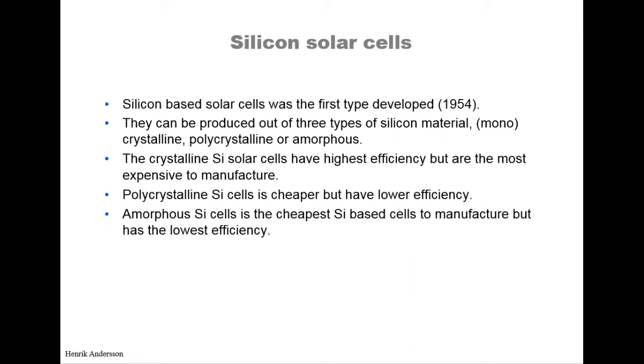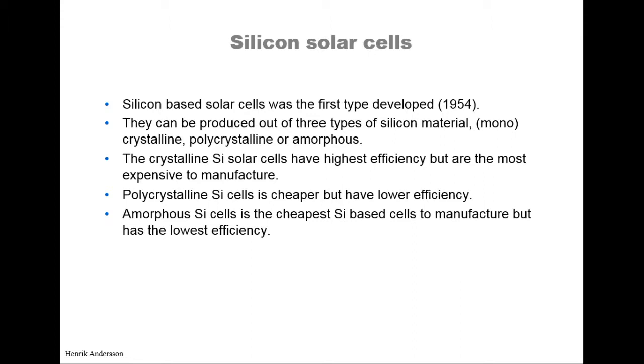Silicon solar cells are the most commonly used type of solar cell today. Some background information about the silicon cell. The first silicon-based solar cell was developed in 1954. They can be produced out of three types of silicon material: crystalline, polycrystalline or amorphous. The crystalline silicon solar cell has the highest efficiency, but is also the most expensive to manufacture.